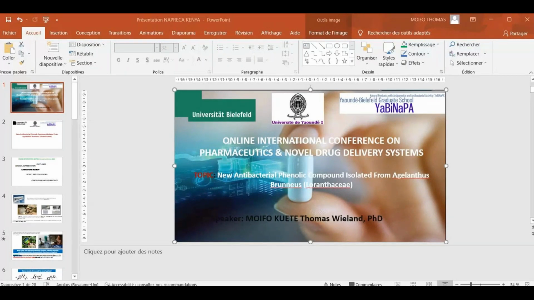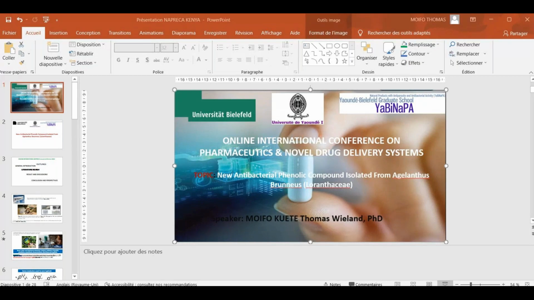So, literature review on the plant species investigated. You can see on the right side the pictures of the plant. You can see the flowers, the leaves, and the stems. Agelanthus brunneus is a hemiparasitic plant belonging to the Loranthaceae family, which comprises more than 70 genera and about 900 species growing in Africa, Asia, America, and Europe.